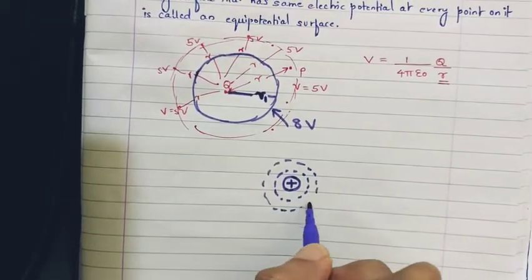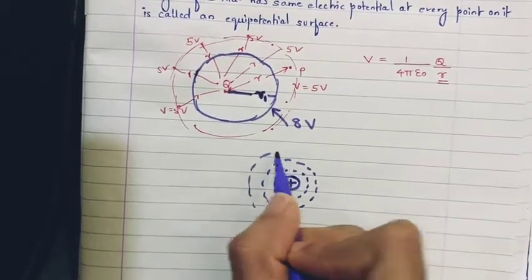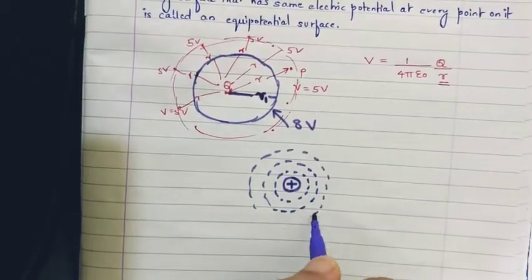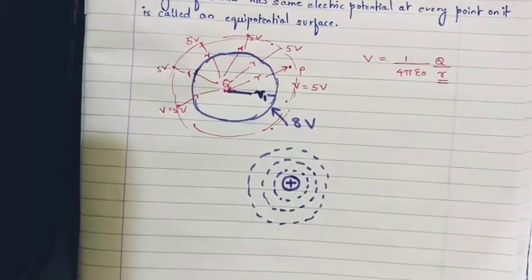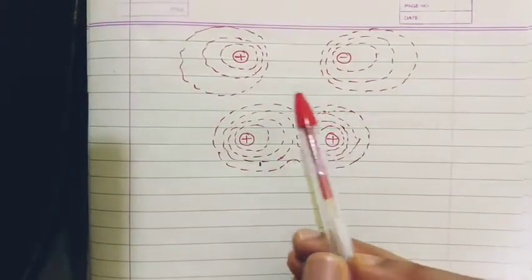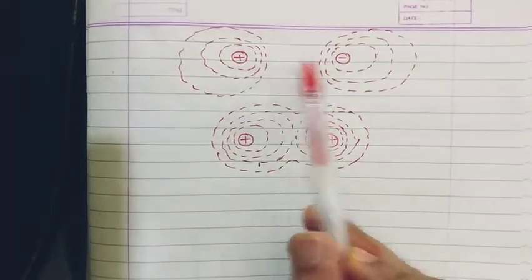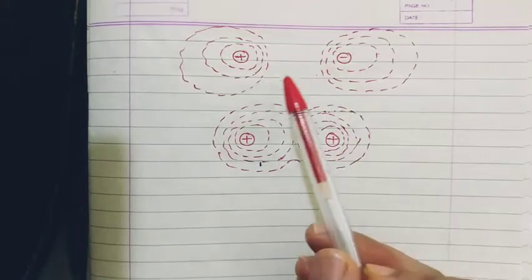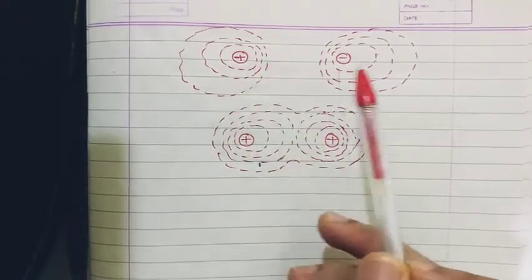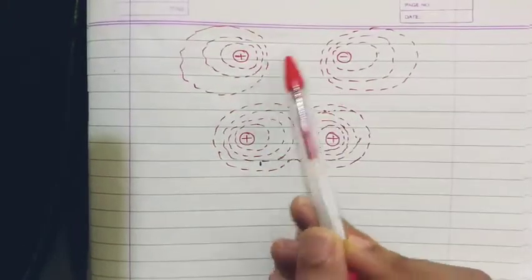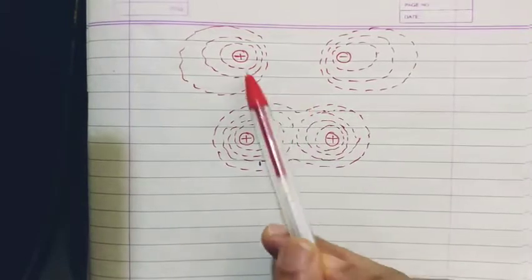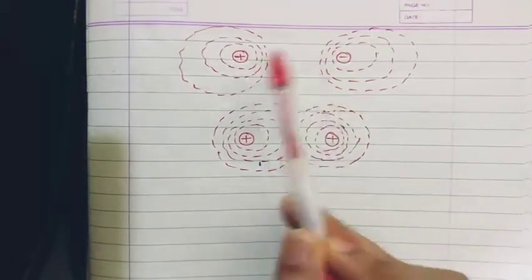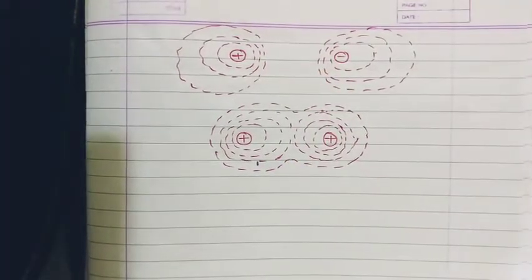We'll have to draw the concentric spheres to represent the equipotential surfaces of that particular charge. So for a system of charges, for example, a positive charge and a negative charge, the equipotential surfaces will look something like this. If you see, they are close together in the region between the two charges over here.